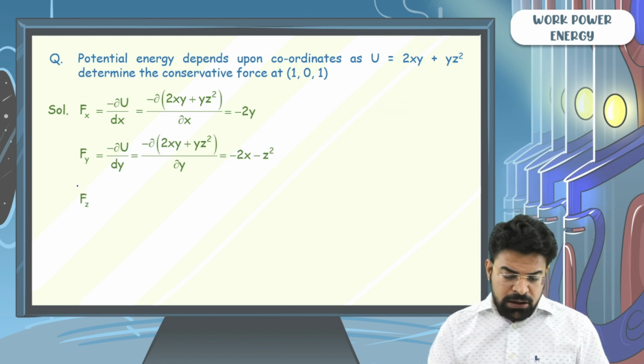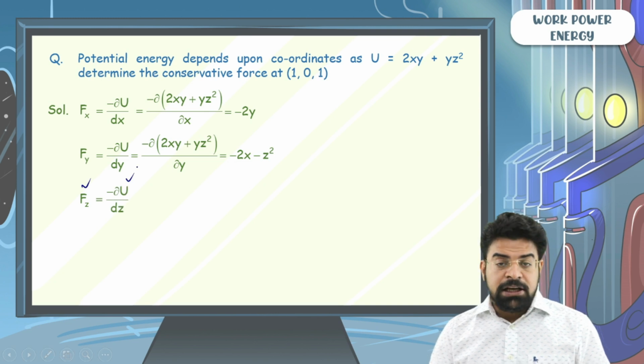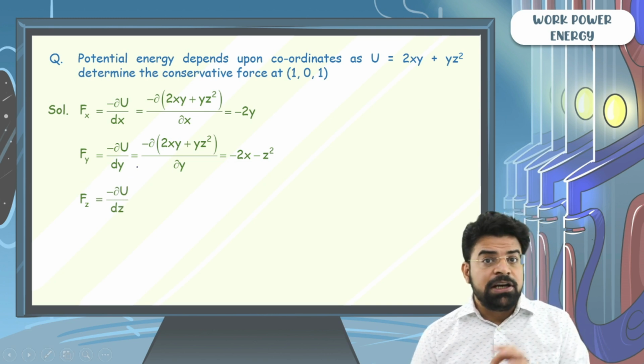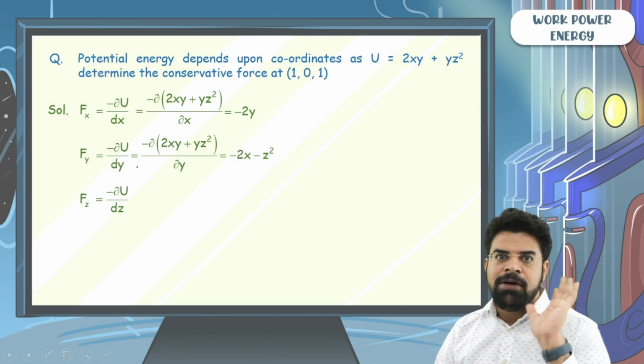Now the third one, the conservative force in z direction equals minus del U by del z. This time we are partially differentiating with respect to z, so we will treat x and y as constant.